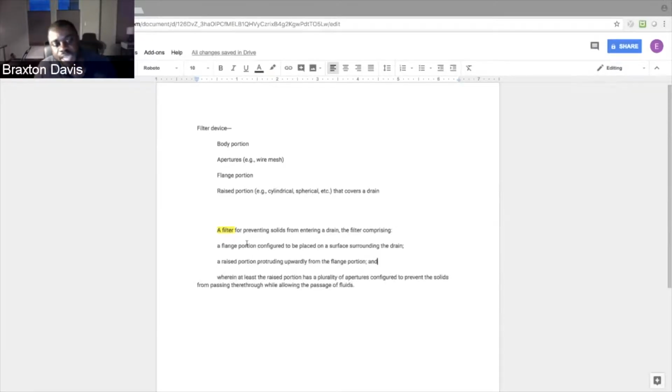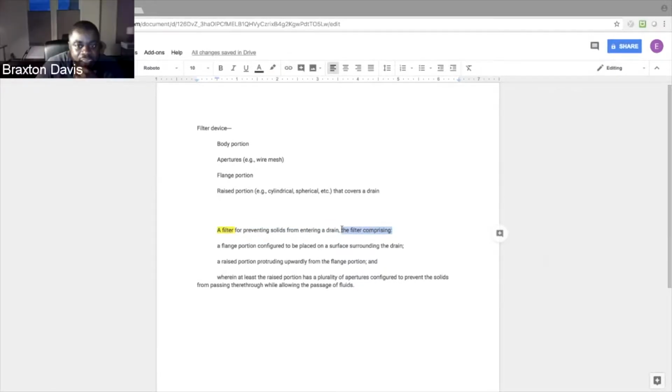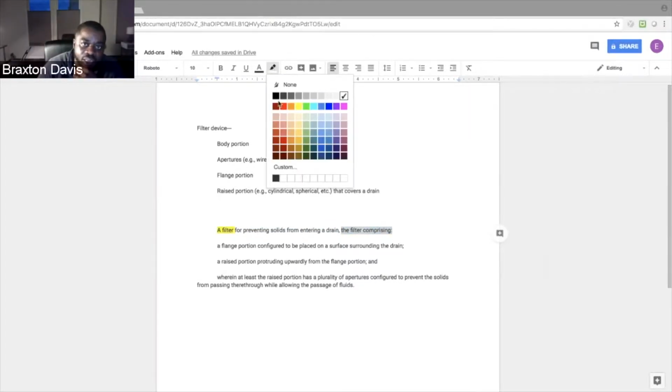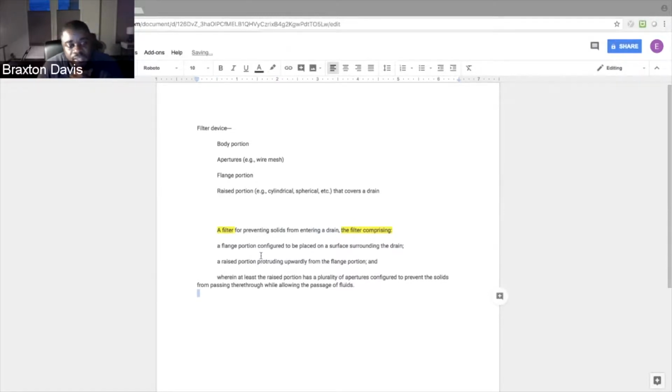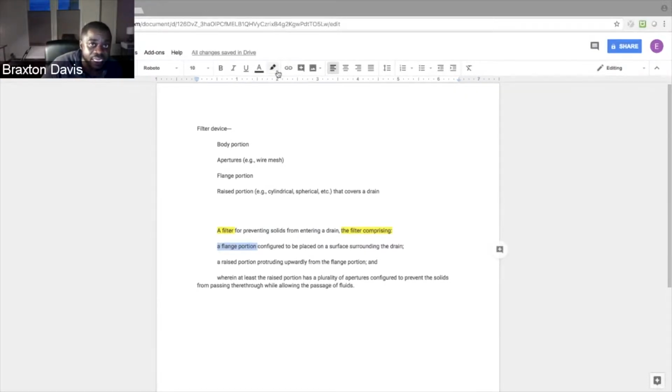It's important to understand, in looking at this claim, we're not claiming solids or the drain, we're still just claiming the filter. And then here we get into the body of the claim after "comprising", and we have the filter comprising, and I use just my preferred language, which is neither better nor worse than anything you guys selected. But I have a flange portion, and then I get into describing the structure of the flange portion.